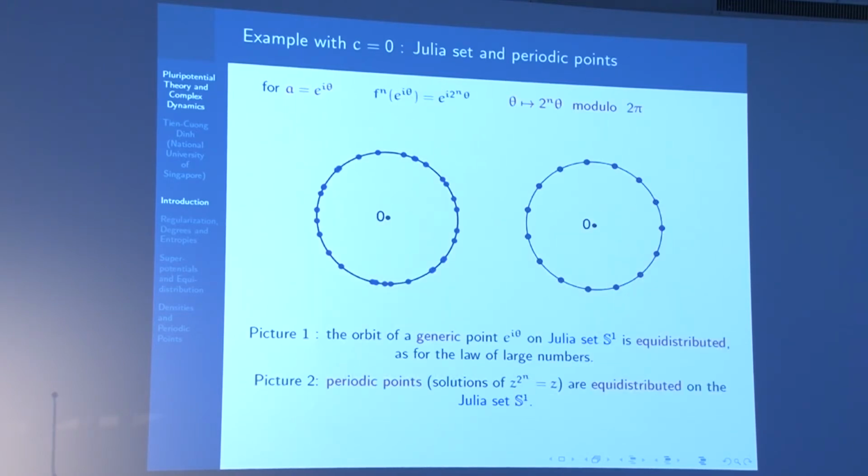Okay, so let me give you some more pictures. In the first picture, if you take a generic point e^(iθ), then the orbit of this point is going to be equidistributed on the unit circle. This is exactly the law of large numbers in probability theory.